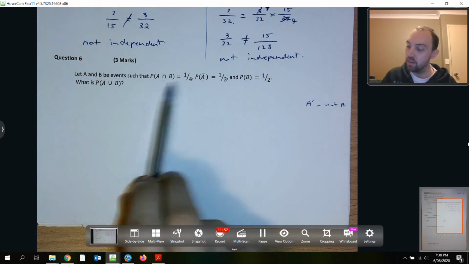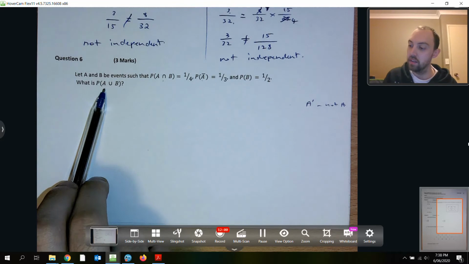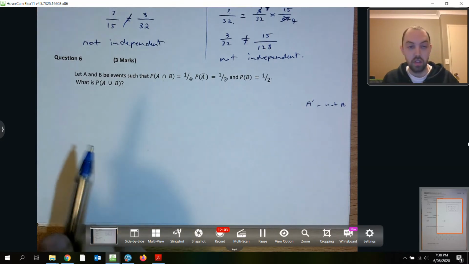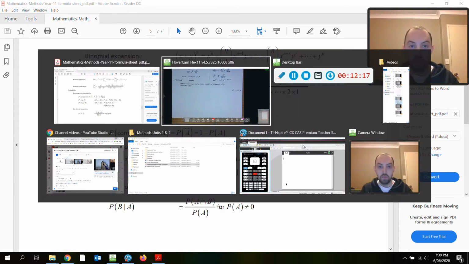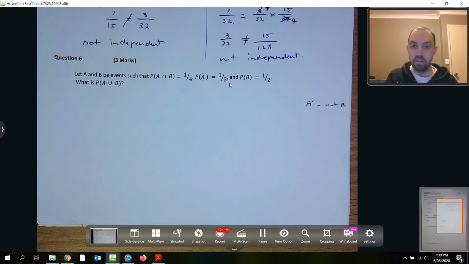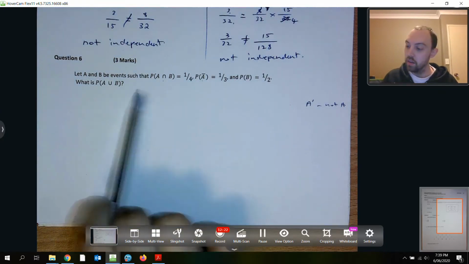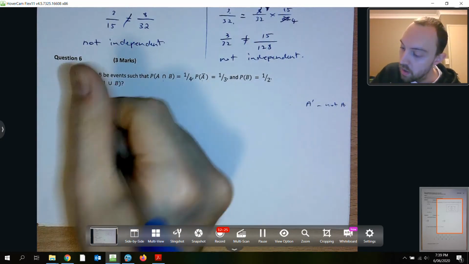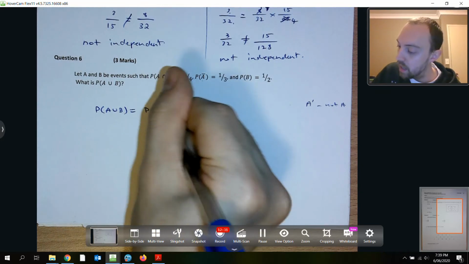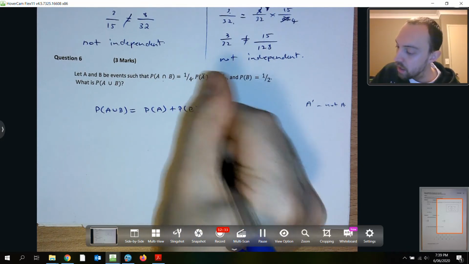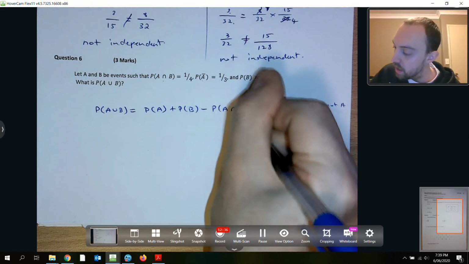Well, this sounds a lot like the parts in my addition rule. Okay, let's take a look at the addition rule. Here, we've got probability of A union B, A intersection B, probability of A, probability of B. It's using all 4 of those bits, which are very similar to the parts that I've got on this question. So let's try this. What is probability of A union B? Well, it should be equal to probability of A plus the probability of B, take the probability of A intersection B.